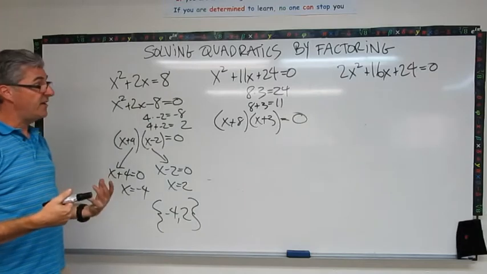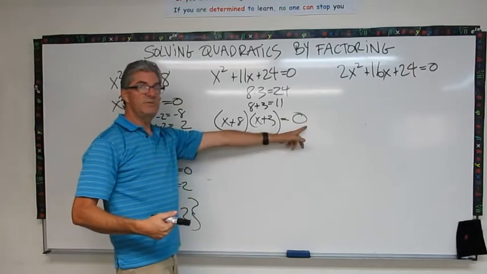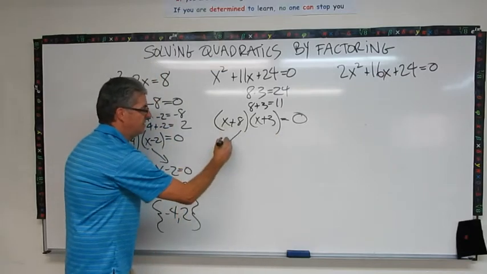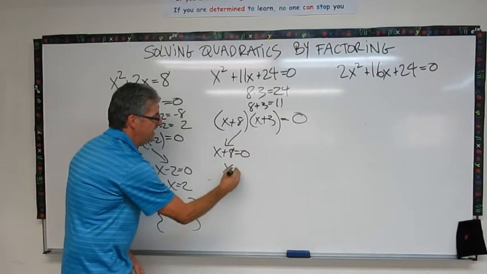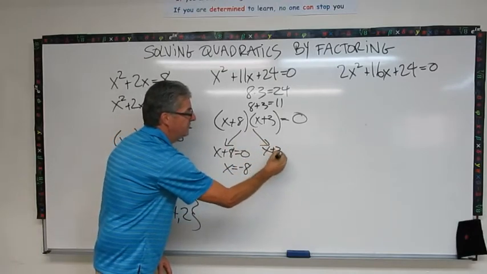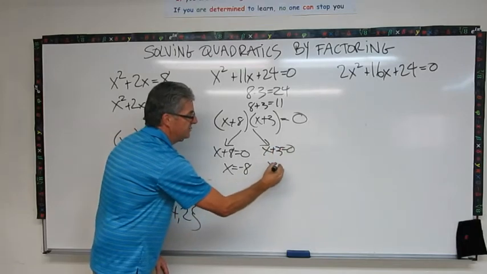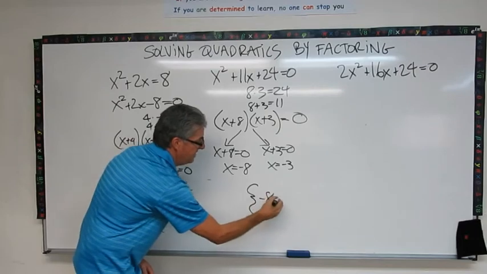So now I have fully factored the non-zero side, and I have one thing times a second thing equal to 0. So I do my branch. x plus 8 equals 0. This is going to give us x equals negative 8. And this is going to be x plus 3 equals 0, which gives us x equals negative 3. So my two solutions are negative 8 and negative 3.